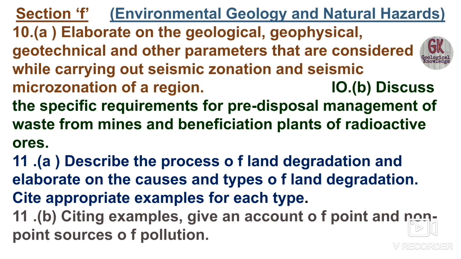And 11b is citing examples, give an account of the point and non-point sources of water pollution. So there are two types of sources, point sources and the non-point sources of pollution. So that you have to write.